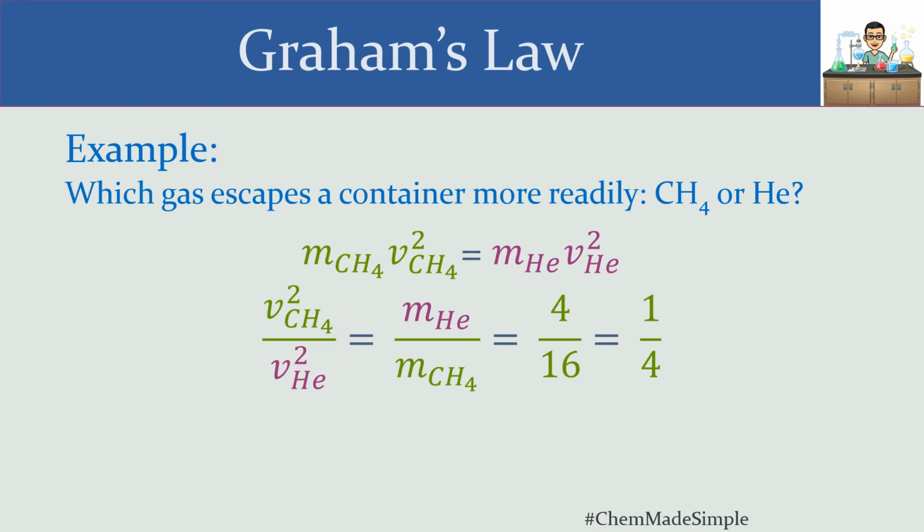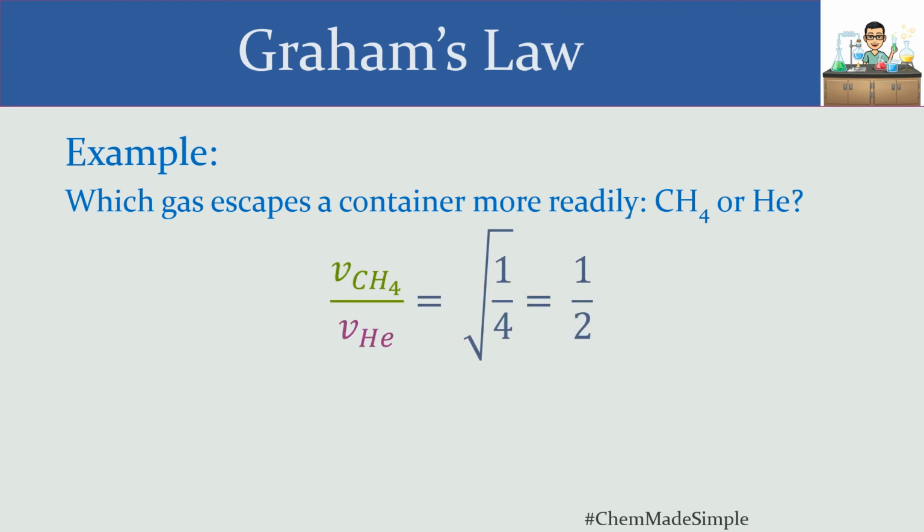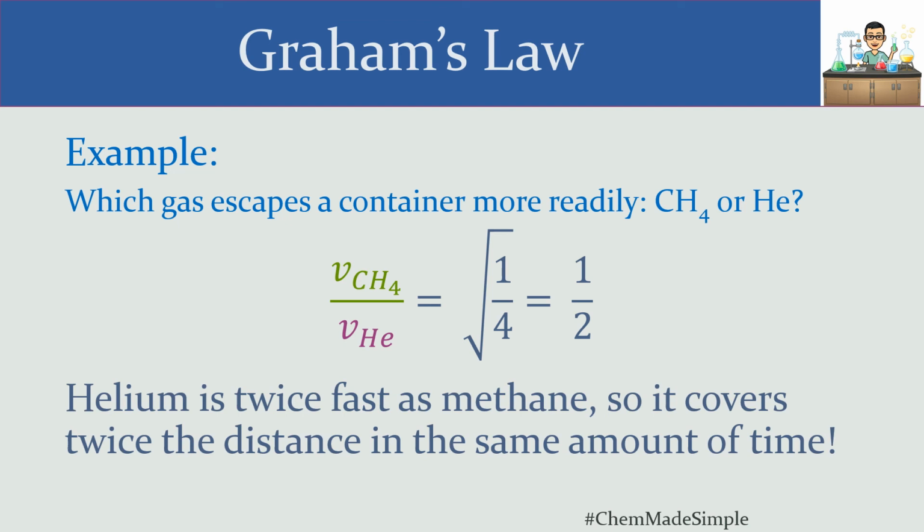So if I want to figure out the ratio of the velocities by themselves, I would need to take the square root of 1/4. And when I do that, I find that the ratio of the velocity of methane to the velocity of helium is 1 to 2. So that relationship tells me that the velocity of helium is twice that of methane. And because helium is twice as fast, it covers twice the distance in the same amount of time.